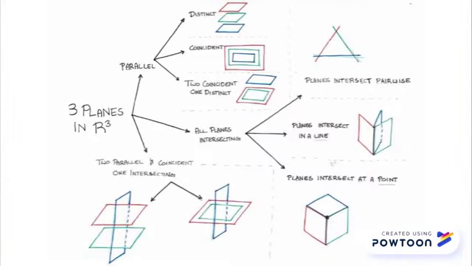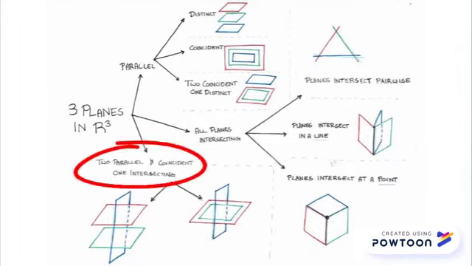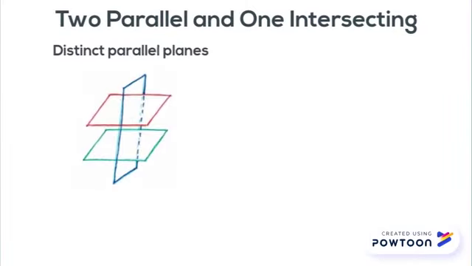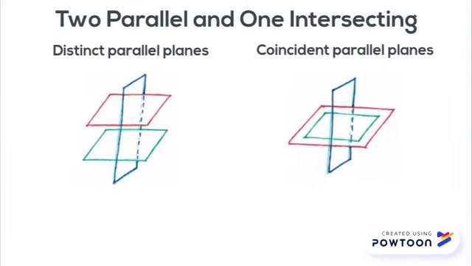The last situation of three planes in R3 is when two parallel planes are intersecting with one plane. This situation is basically a combination of parallel planes and intersecting planes. The parallel planes could be distinct or coincident. For this situation, two normals are the same and one is different.